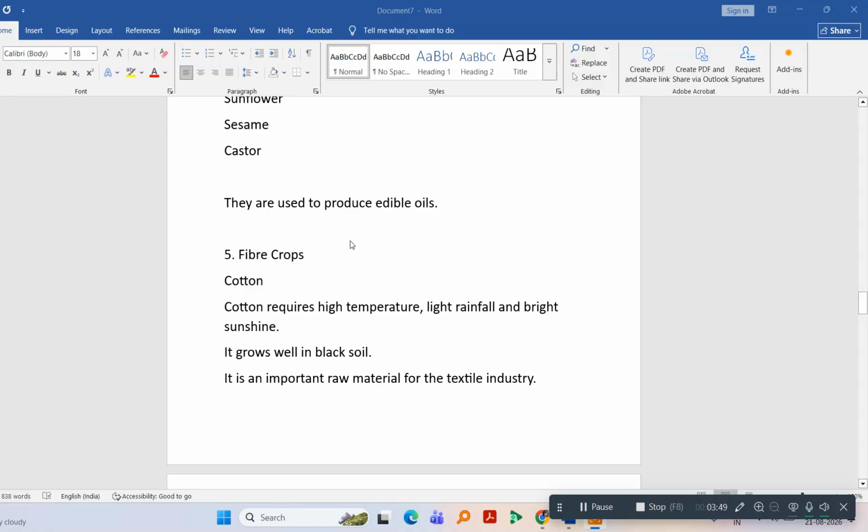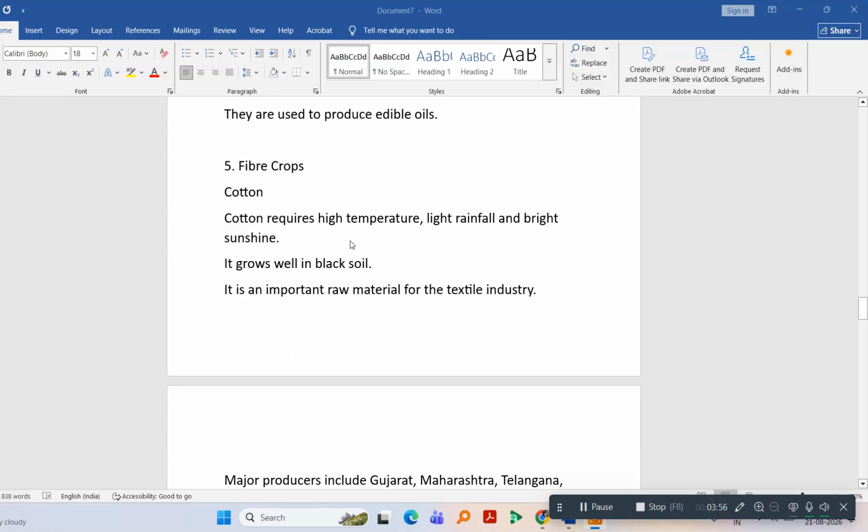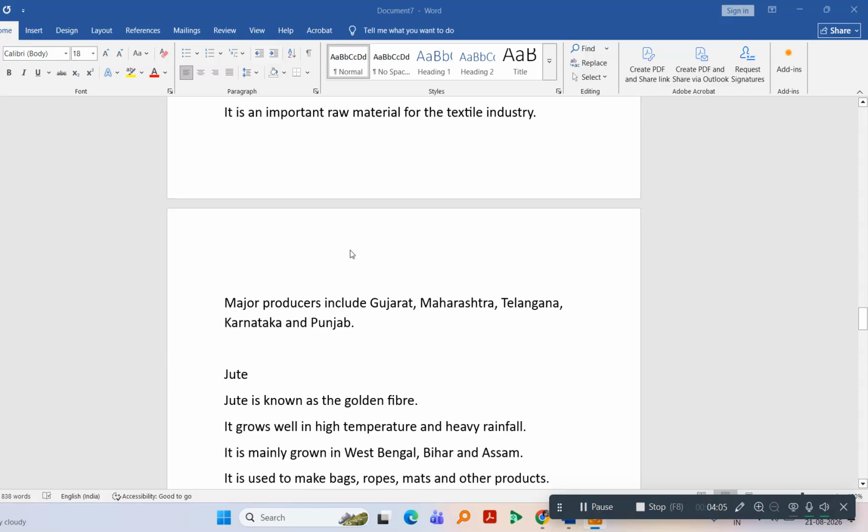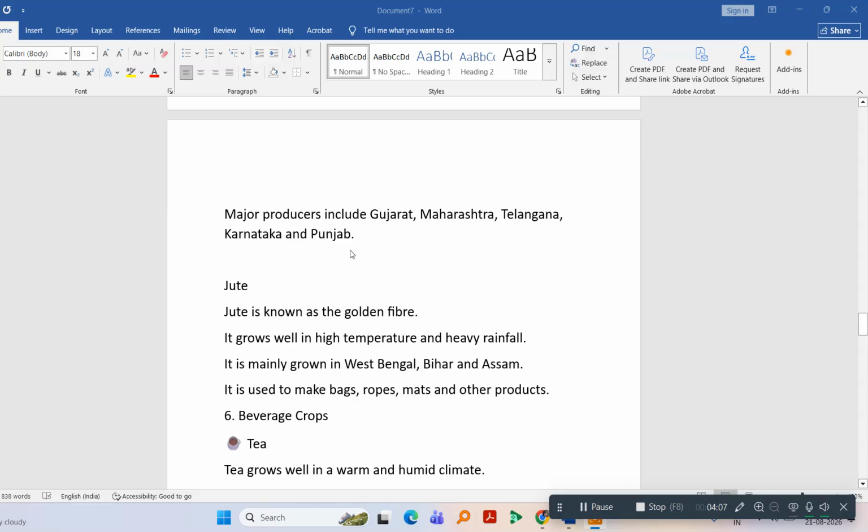Fiber crops: cotton. Cotton requires high temperature, light rainfall, and bright sunshine. It grows well in black soil. It is an important raw material for the textile industry. The major producers include Gujarat, Maharashtra, Telangana, Karnataka, and Punjab.